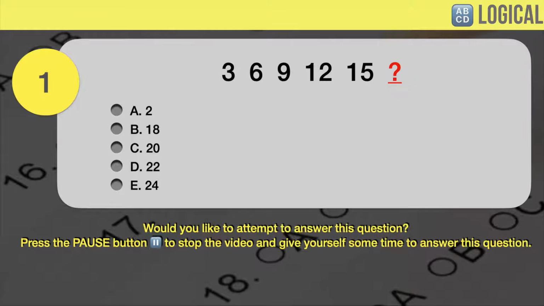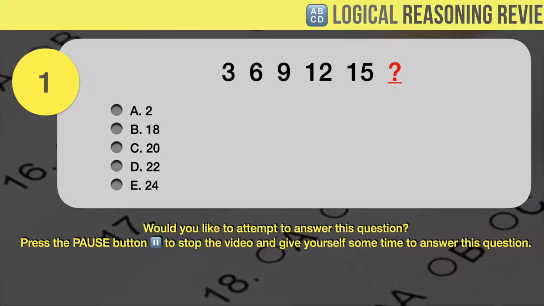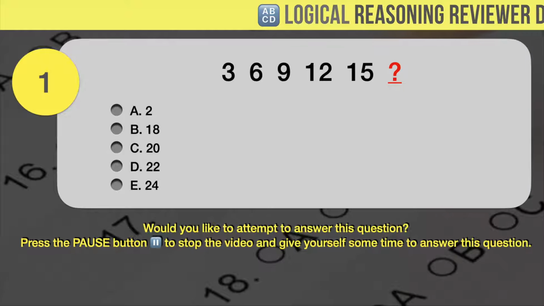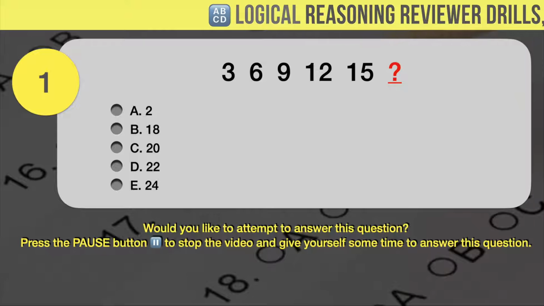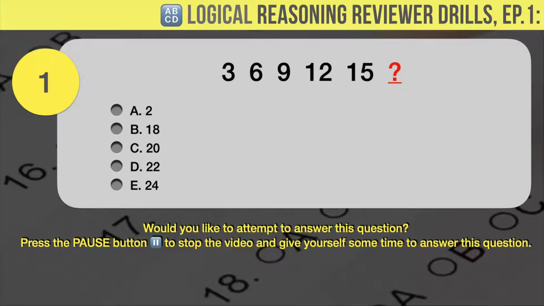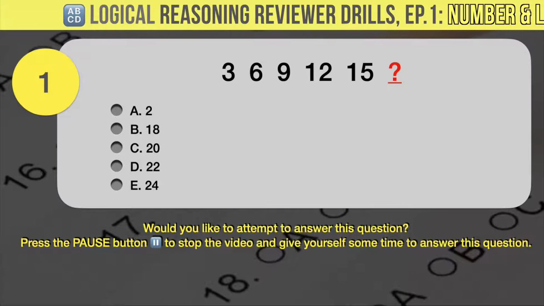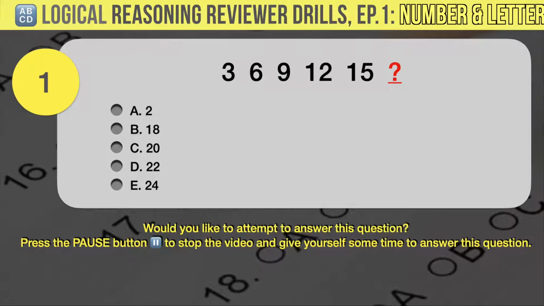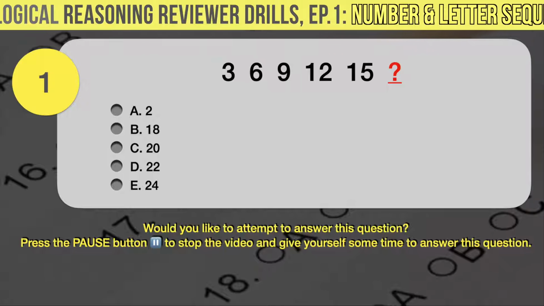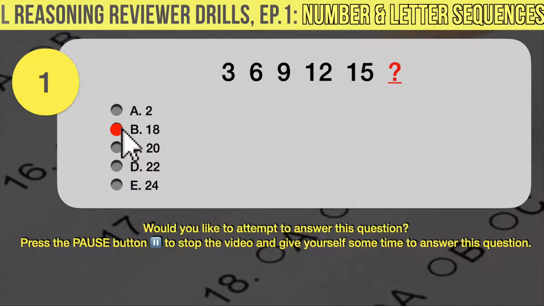Drill question number 1. Which number comes next in the given sequence? 3, 6, 9, 12, 15. Your answer choices are A, 2, B, 18, C, 20, D, 22, E, 24. The correct answer is B, 18.